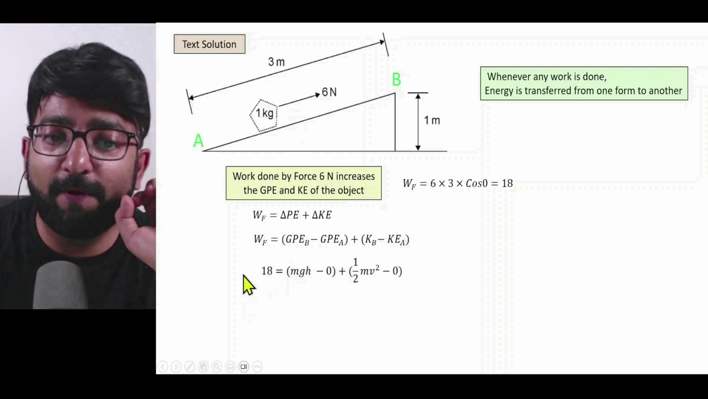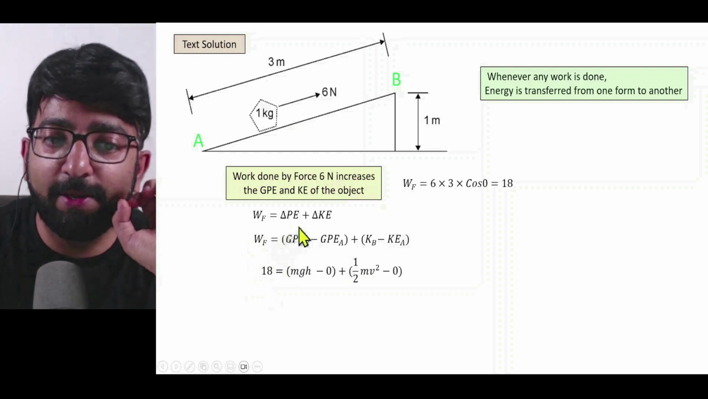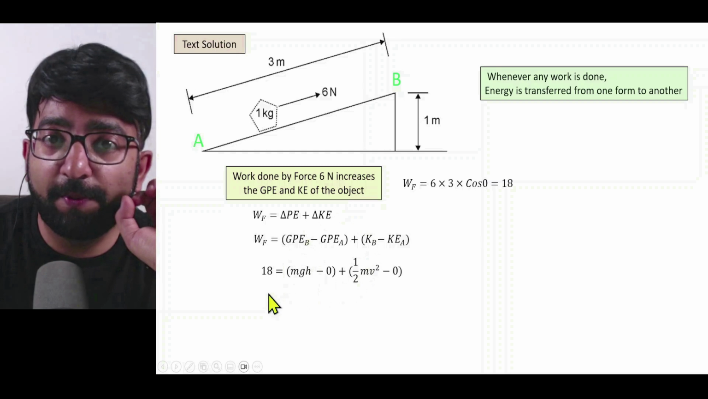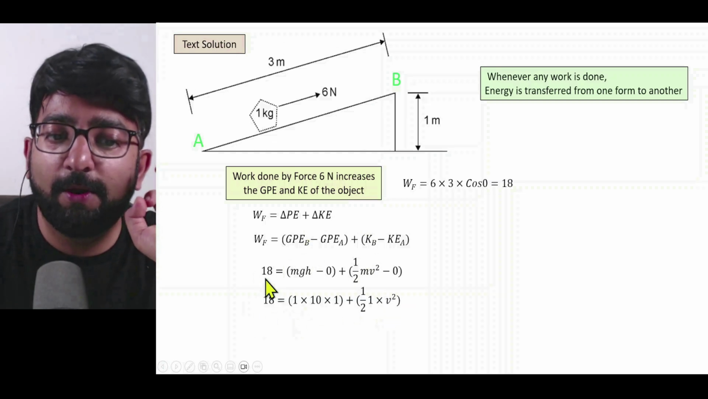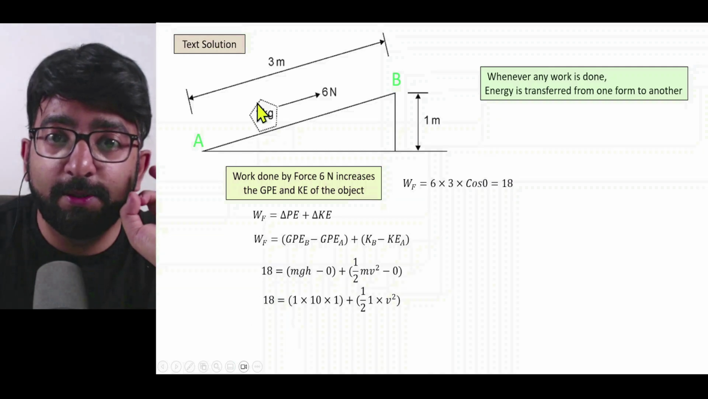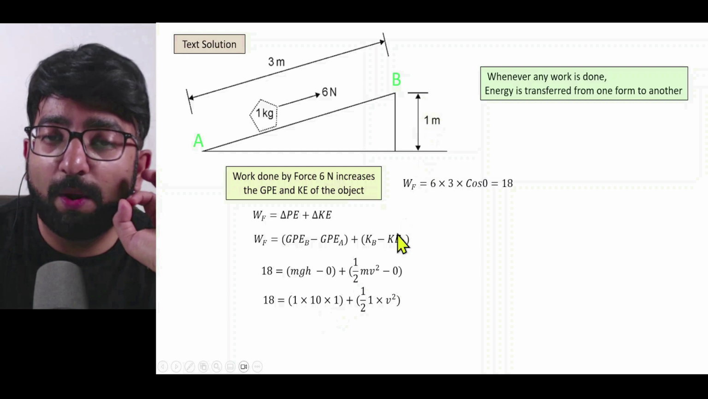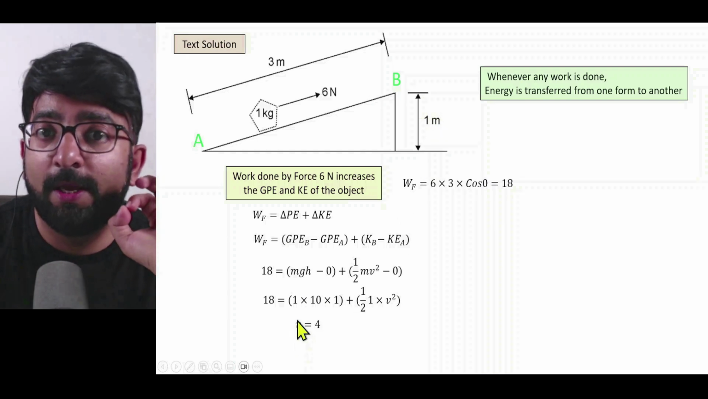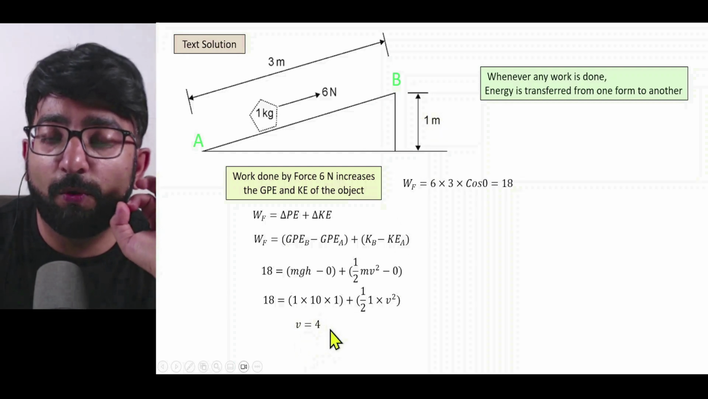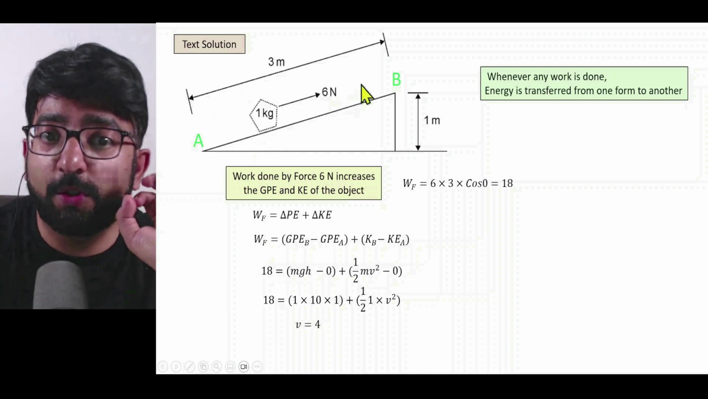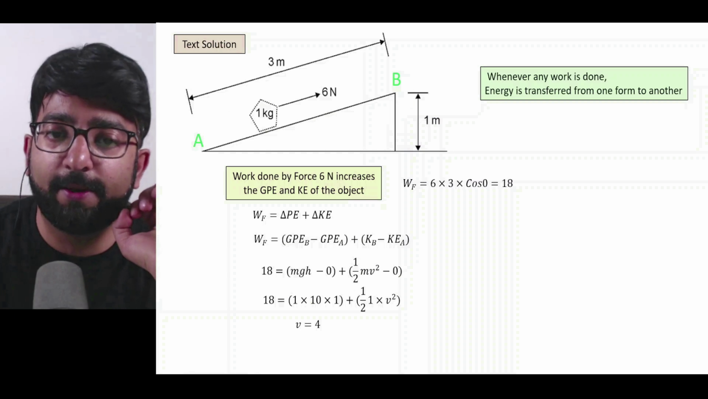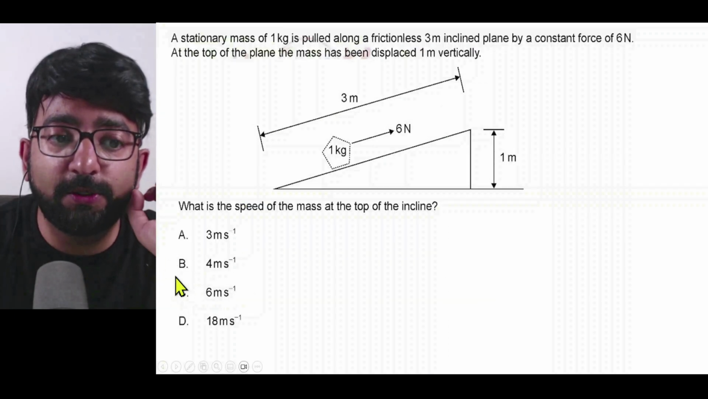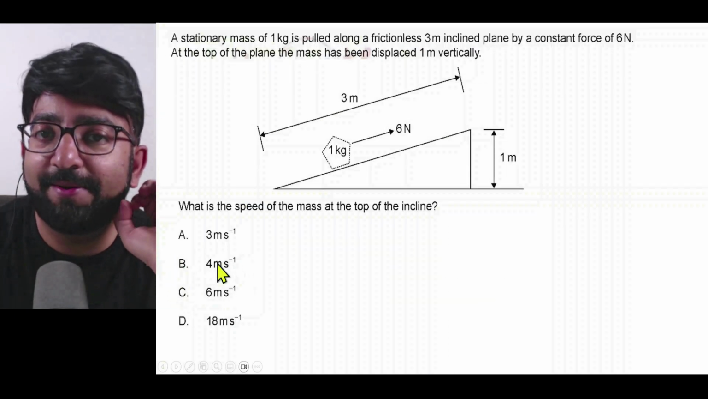So now if you put all these values in, work done was 18, and the GPE and kinetic energy expressions we have written down, and then if we try to simplify this, we are going to get 18 is equal to the mass of the box is 1, g is 10, and the height value is 1. So if we simplify all of this, we will get the value of v as 4, which means once the box crosses the point B, it is traveling with a speed of 4 meters per second. Now, coming back to the question, it is option B, which is the right answer.